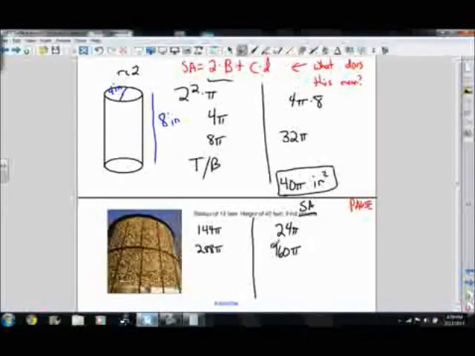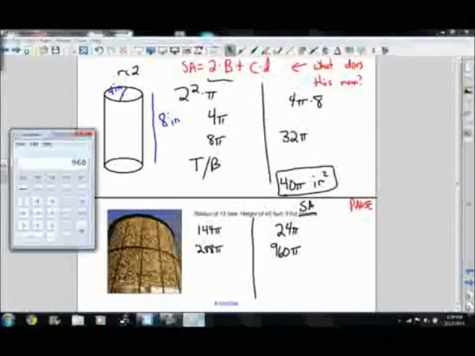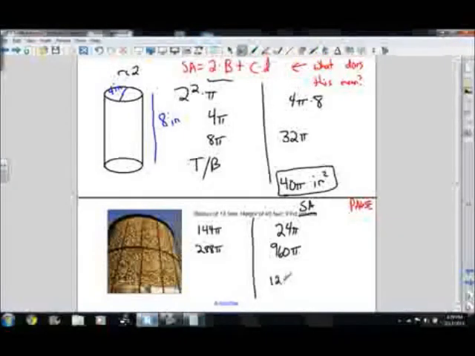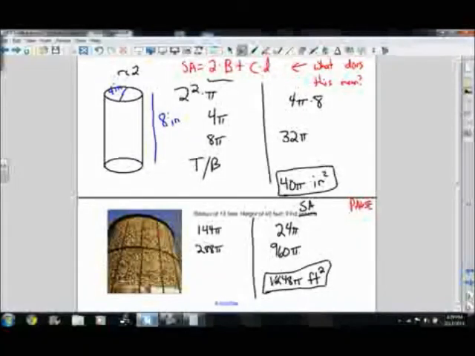And now we just add those up. 960 plus 288 is 1,248 pi. And if you multiplied that out, it'd be the same thing. Okay, and the label here is going to be feet squared. And that's the surface area. Surface area is the outside. Volume's the inside. This takes practice.